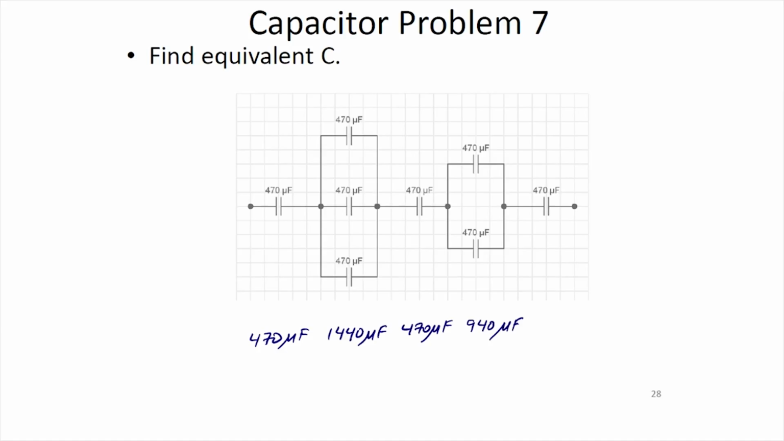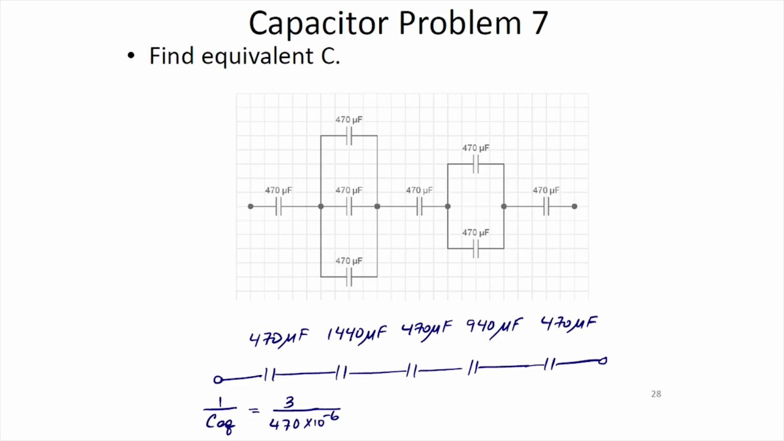Here we just carry the existing number. Here it's going to be 940 microfarads, and then we have 470. Now, if I look at this, this is just a set of 5 series capacitors. I'm just drawing a quick view of that circuit, or that resistor network, or excuse me, capacitor network. And so I've got 5 in series, and then that's the case where I get 1 over C equivalent is equal to 1 over 470, and all of these are microfarads.